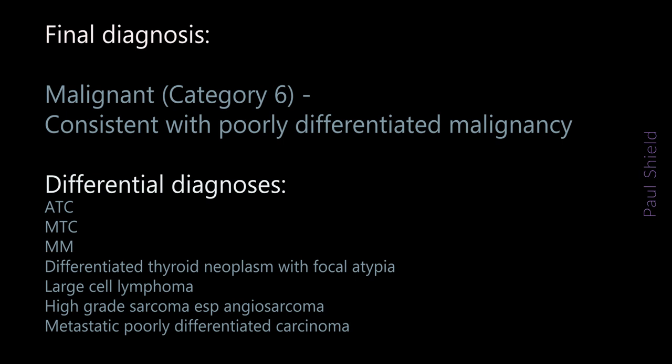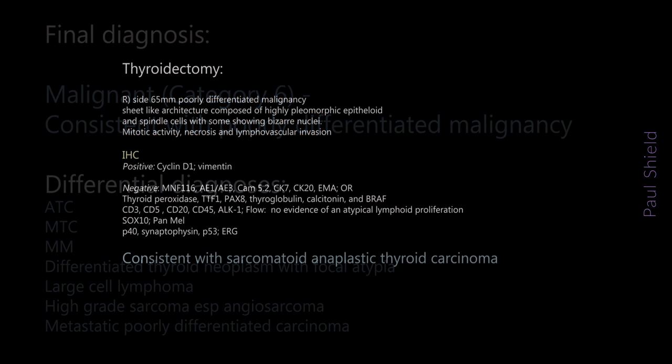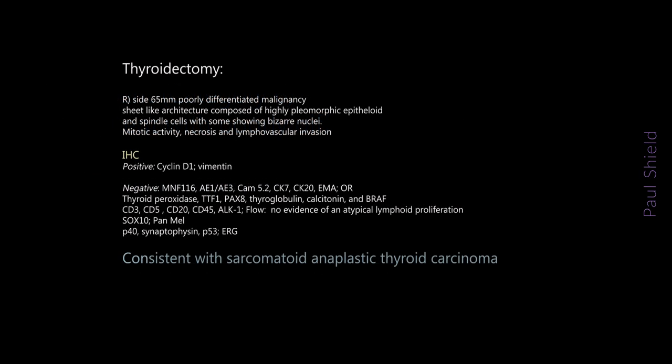You'd also have to exclude possibility of large cell lymphoma, principally diffuse large B cell lymphoma, or maybe a high-grade sarcoma, especially angiosarcoma, or some sort of other metastatic carcinoma that was poorly differentiated. A few weeks later, the patient underwent a thyroidectomy, and the right side of the thyroid showed a large, poorly differentiated malignancy that was epithelioid and pleomorphic, containing spindle cells and bizarre nuclei. There was mitotic activity, necrosis, and invasion present.